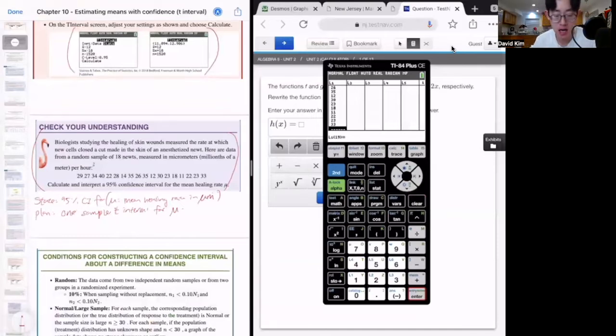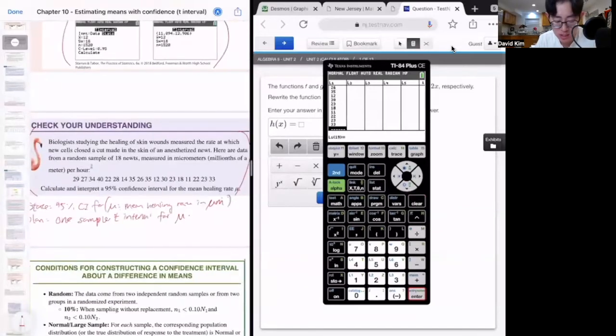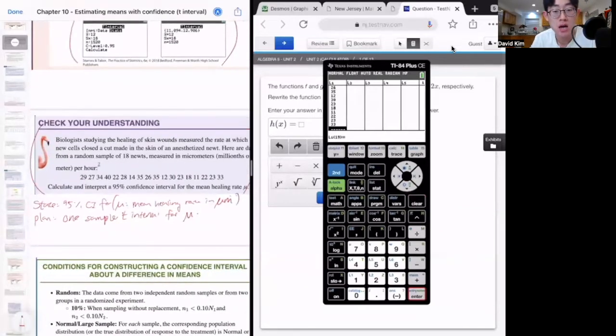I basically have gone to put the state portion and the plan portion. As you can see, state is just the 95% confidence interval for mean healing rate in micrometers. Micro is notated with the mu. I know mu stands for the mean of the population, but it also stands for micro as well. Plan is to do a one sample t interval for mu, which is the healing rate in micrometers.